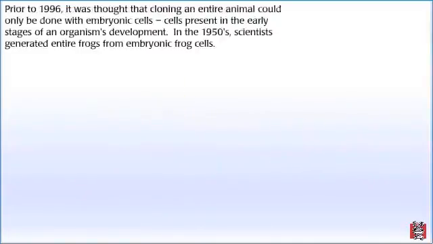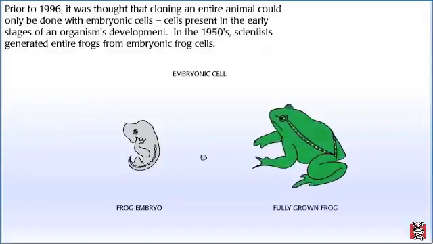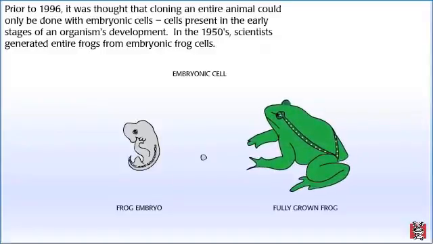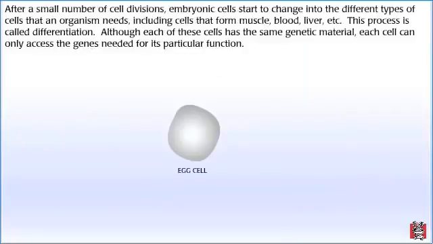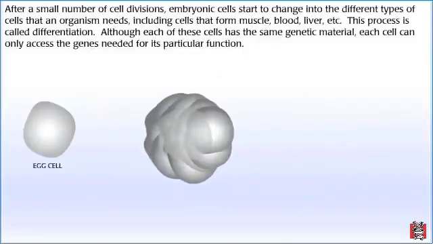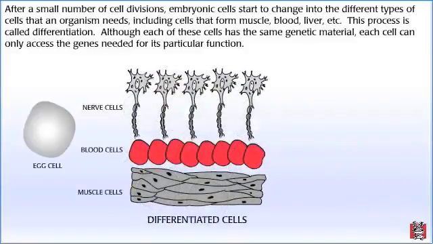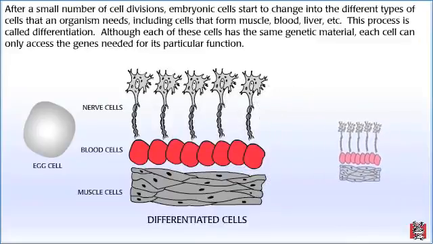Prior to 1996, it was thought that cloning an entire animal could only be done with embryonic cells, cells present in the early stages of an organism's development. In the 1950s, scientists generated entire frogs from embryonic frog cells. After a small number of cell divisions, embryonic cells start to change into different types of cells that an organism needs, including cells that form muscle, blood, liver, etc. This process is called differentiation.